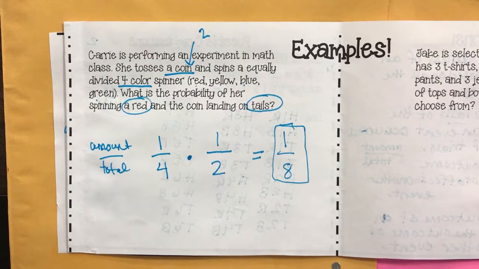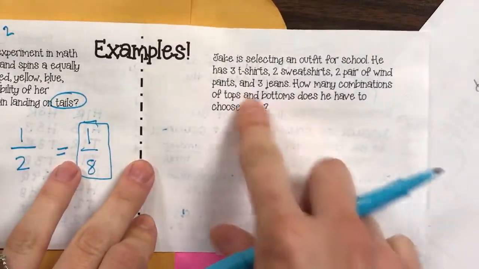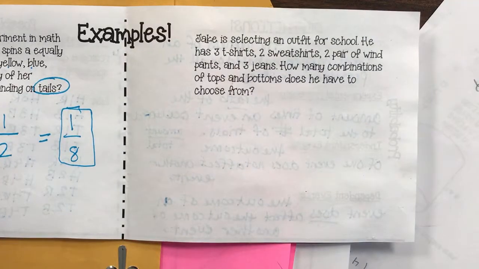Almost done. Last one. Jake is selecting an outfit for school. He has 3 shirts, 2 sweatshirts, 2 pair of wind pants, and 3 jeans. How many combinations of tops and bottoms does he have to choose from?